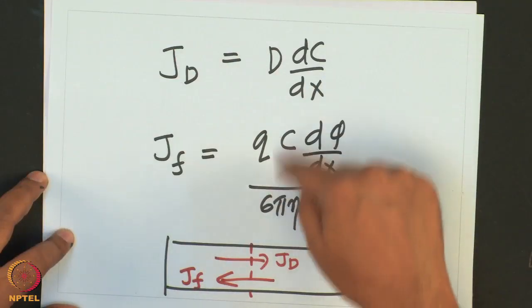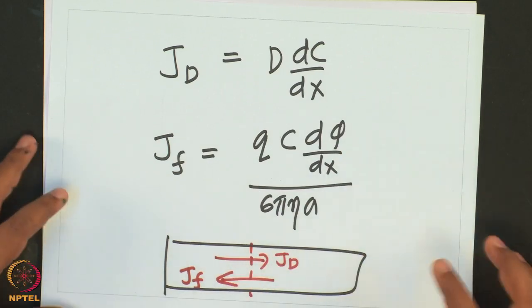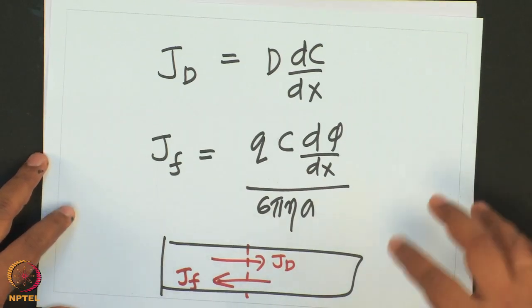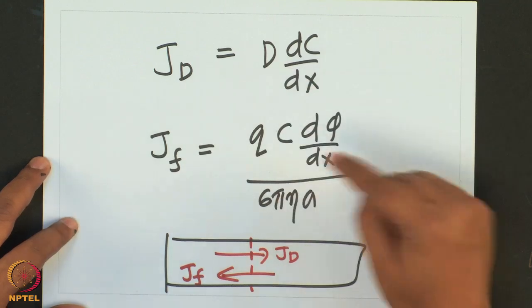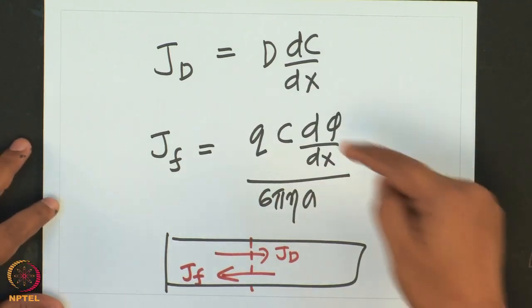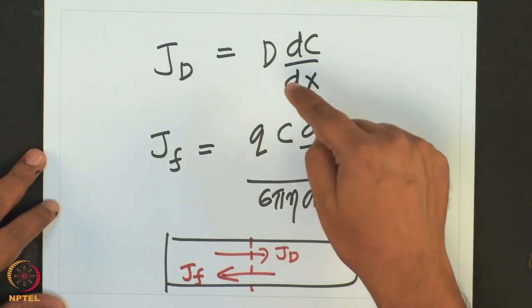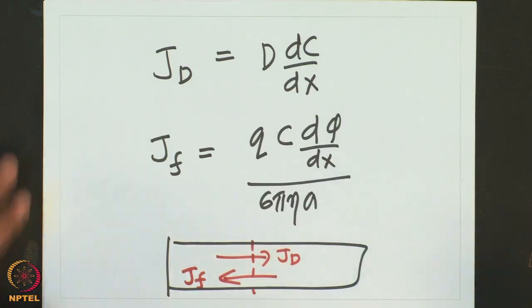So what do we want? We want the magnitude of these two currents to be equal and the direction to be opposite. The direction is opposite, which we already saw. Now we want to equate the magnitudes of these two currents and see what we get. If we equate them, we get an equilibrium quantity, and something will emerge.